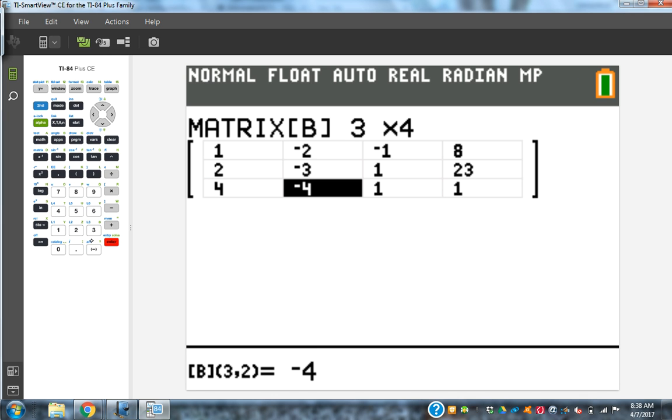4, -5, 5, 53. All right. Make sure I got everything. 1, 2, 4, -2, -3, -5, -1, 1, 5, 8, 23, 53. All right.